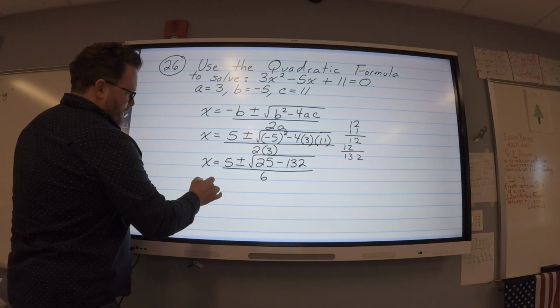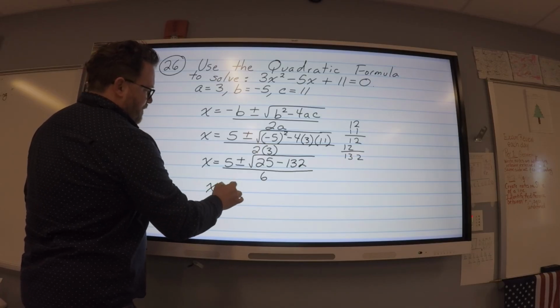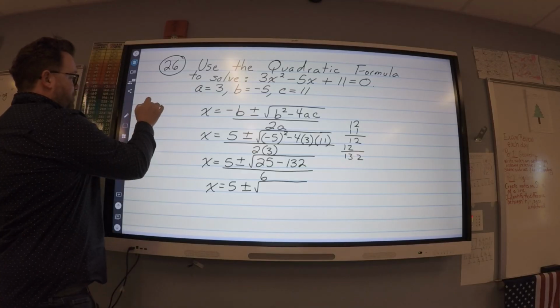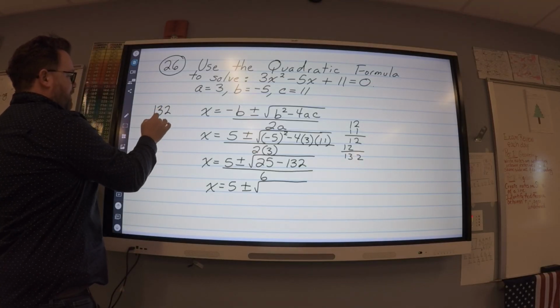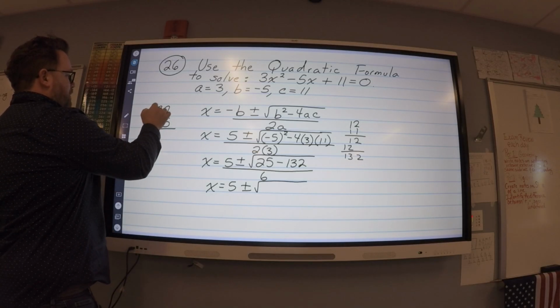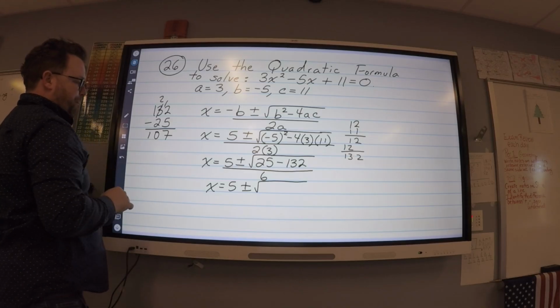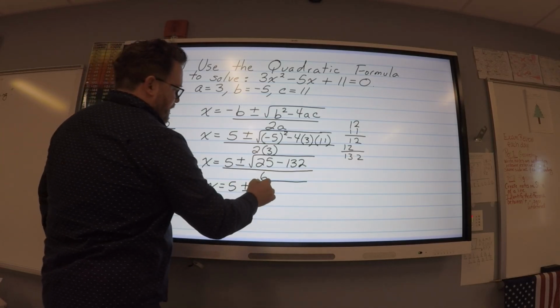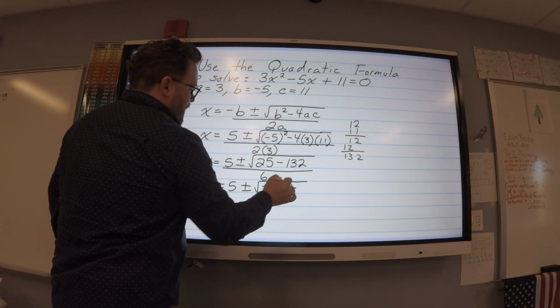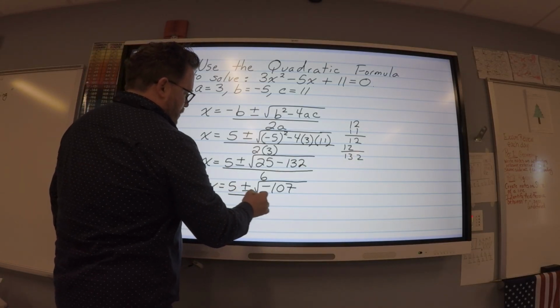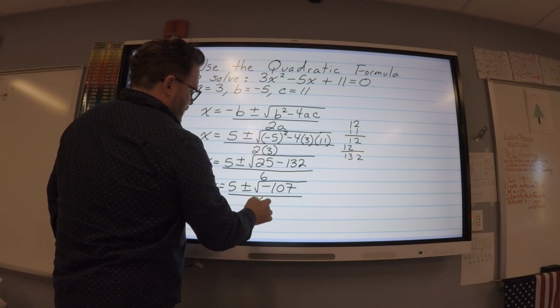Okay, so we're going to say x equals 5 plus or minus the square root of 25 minus 132. So I'm going to do 132 minus 25. So borrow from 3, so we have 7, and then 0, 107. All right, so that's negative 107 because we're subtracting from the 25. And then that's over 6.